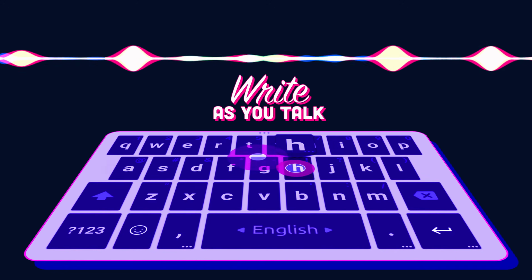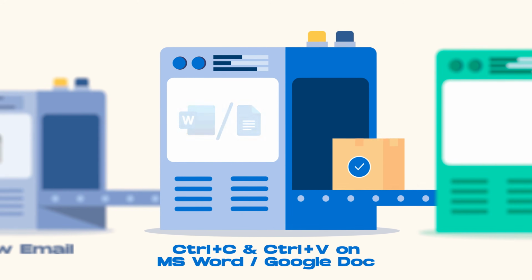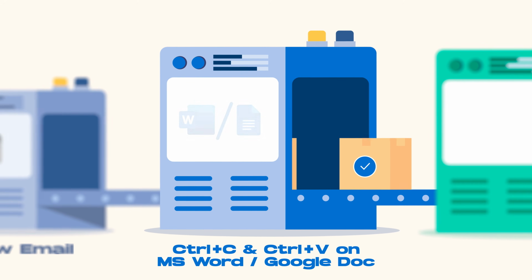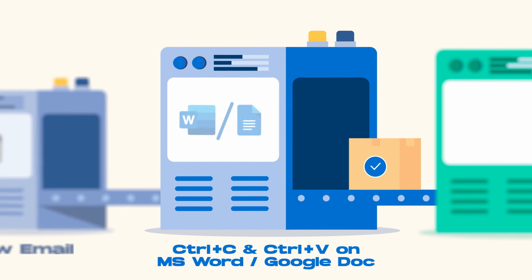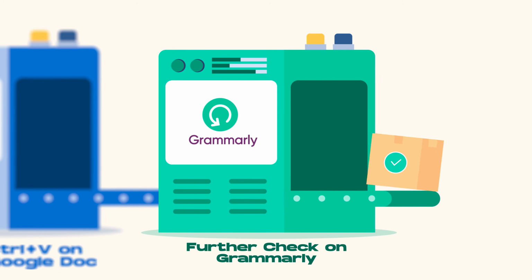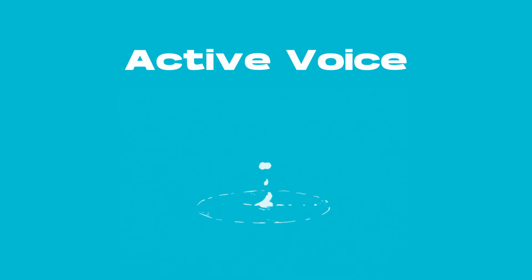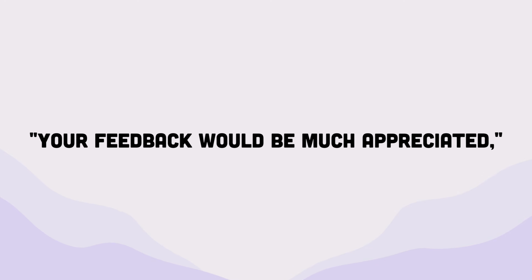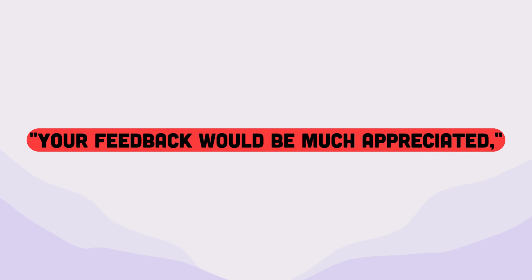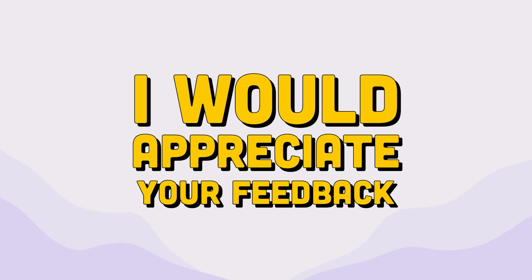Write as you talk. Once you finish drafting your email, copy and paste it into Microsoft Word or Google Docs for a fast grammar, phrasing, and spelling check. You can also use free checkers like Grammarly to automate the process while you're drafting. Let me give you a quick tip that will always help you sound more human. Write in the active voice and avoid the passive. For example, instead of writing, "Your feedback would be much appreciated," try saying, "I would appreciate your feedback."